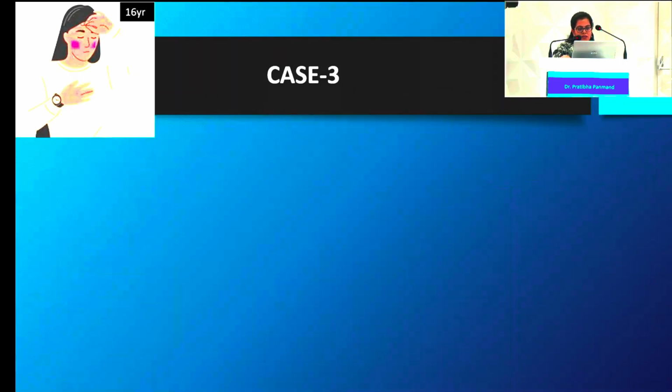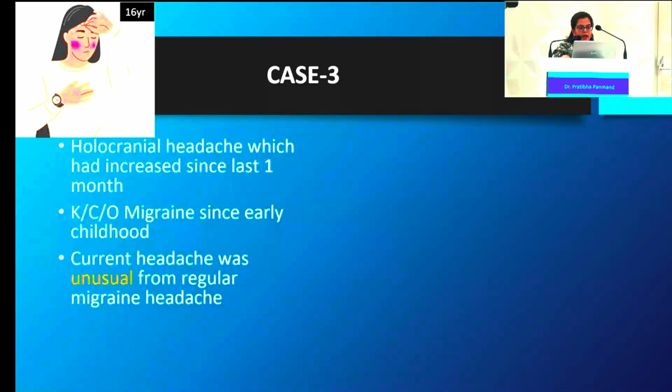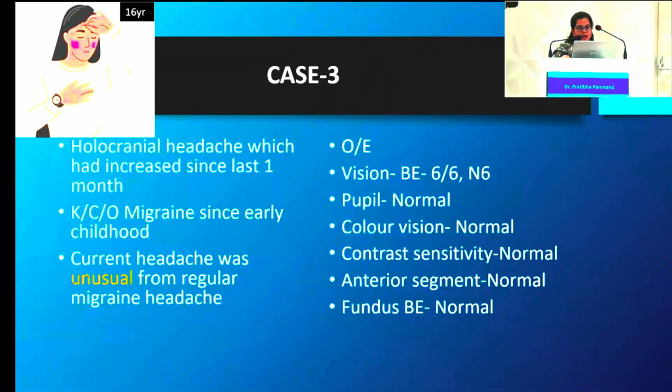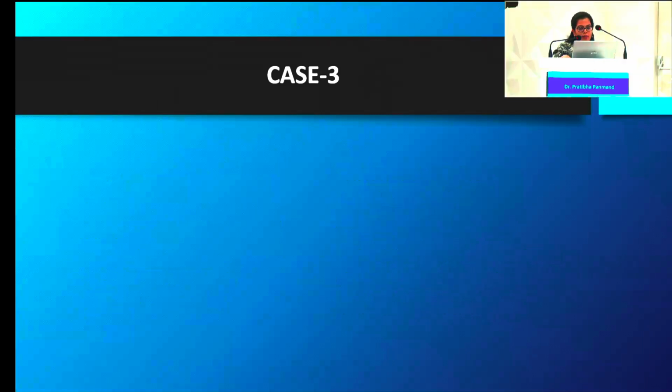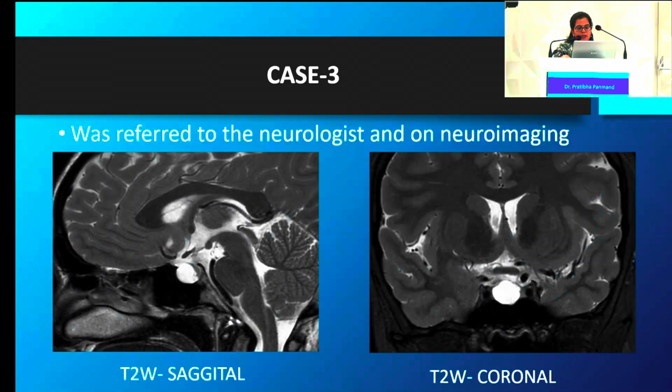This was a case of a 16-year-old patient who came with holocranial headache, which had increased since the last 1 month. She was a known case of migraine since early childhood, and she described that this time her headache is something unusual from the regular headaches that she gets. Her vision was 6/6 in both eyes, and pupil, color, contrast, anterior segment and fundus were absolutely normal. She was referred to the neurologist, and incidentally on neuroimaging was noted to have a large pituitary macroadenoma.